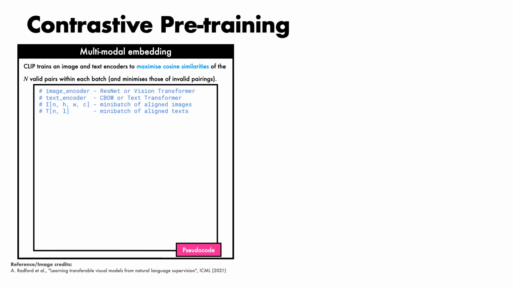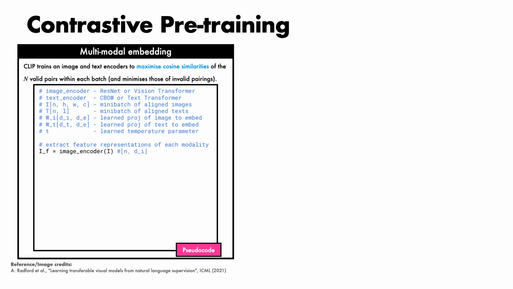In addition to the base encoders, the model also uses a matrix WI that learns to project image embeddings to a dimension of DE, and a matrix WT that is learned to project text embeddings to the same dimension, DE. Finally, the model includes a learned temperature parameter, T, for scaling purposes. To compute the CLIP loss, we first extract features for each modality by passing the images into the image encoder and text sequences into the text encoder.